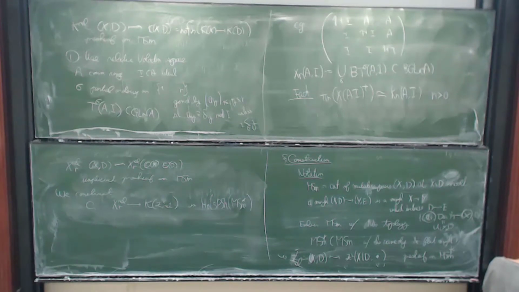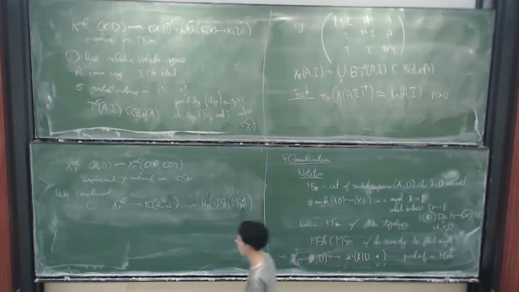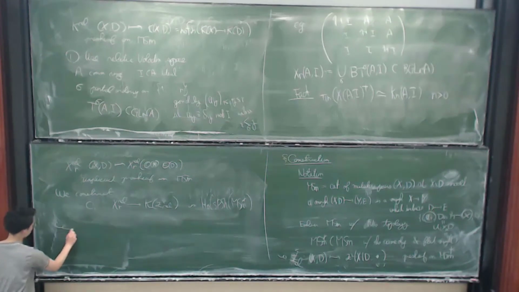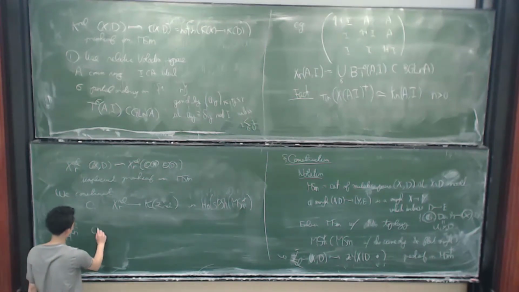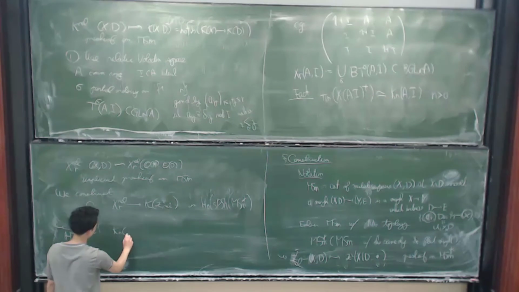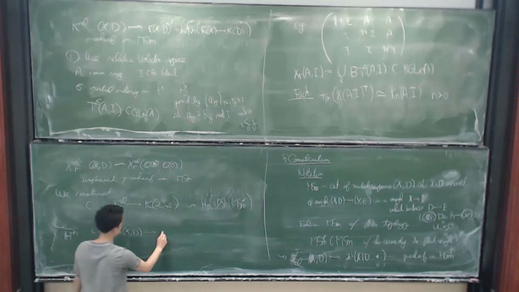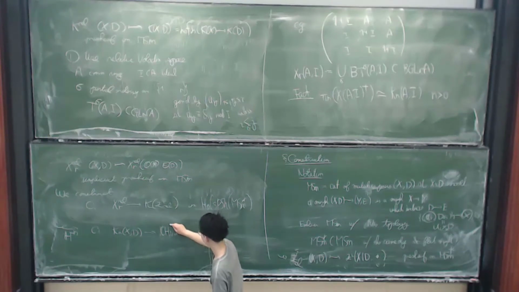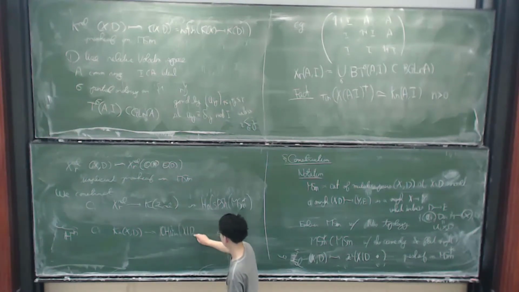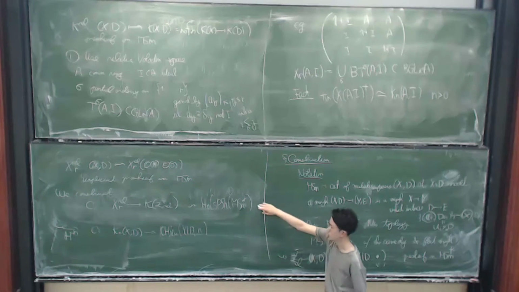Then by taking Nisnevich hypercohomology, and using this fact, we obtain the desired map to the Chow group. So we constructed this one.